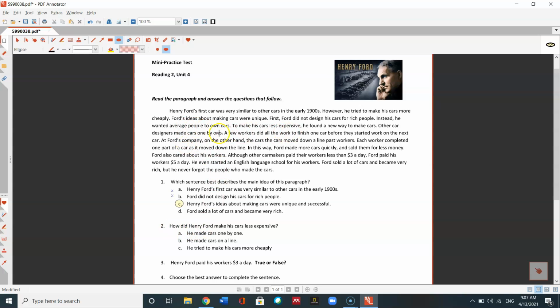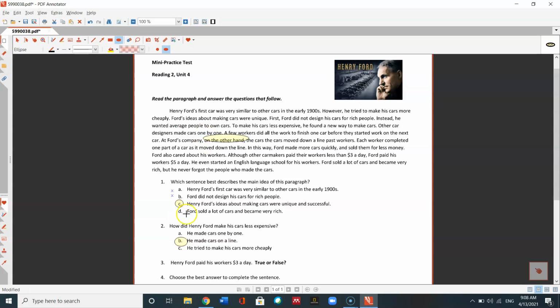A few workers, and this is a supporting detail, a few workers did all the work before they started on the next one. At Ford's company, on the other hand, so remember, on the other hand compares what other people were doing. Other companies were doing it one by one, but at his company, the cars moved down a line past workers. So that coincides with B. He made cars on a line. He did not make cars one by one. That was other people. We can see that from the contrast on the other hand.